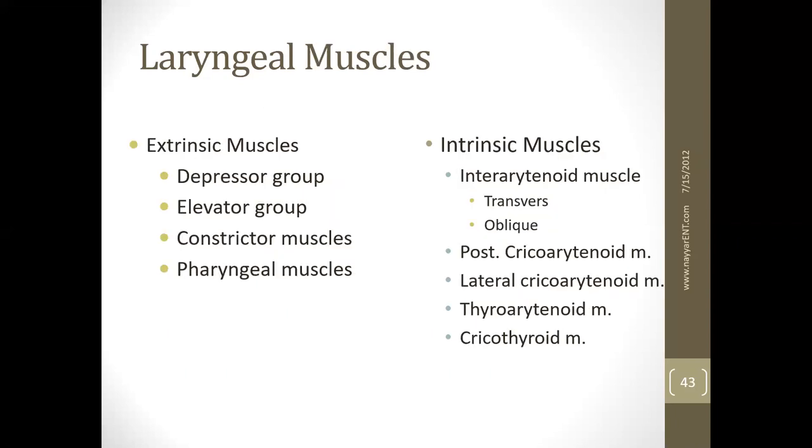The muscles of the larynx, well, we have the extrinsic and intrinsic. The extrinsic, we have the depressor group, that's also called the strap muscles, where we have the omohyoid, the sternothyroid, all the thyroid muscles. And then we also have the elevator group, those muscles that are found above the hyoid bone, the digastric muscle, the geniohyoid, the hyoglossus. So all those muscles that are above the hyoid bone are the elevator group. These ones contract and elevate the larynx when you're swallowing. Then we have the constrictor muscles and the pharyngeal muscles. The constrictor and the longitudinal muscles, we saw that they are part of your pharynx.